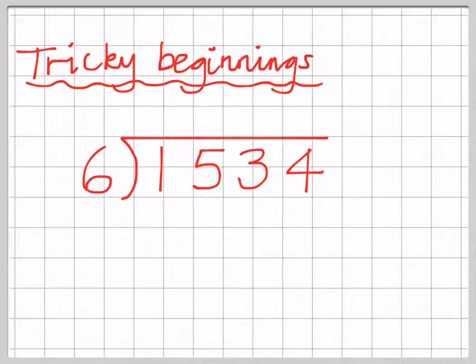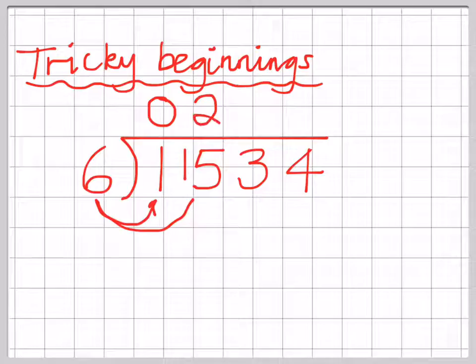These ones are called tricky beginnings because it's a little bit tricky with our very first digit. So, how many 6's are there in 1? Well, there's none at all. So we put a 0 in. We've got that 1 as a leftover, so we put it in front of the next number to make 15. How many 6's in 15? Well, we could say 6, 12 would give us 2 lots of 6, and our remainder would be 3.